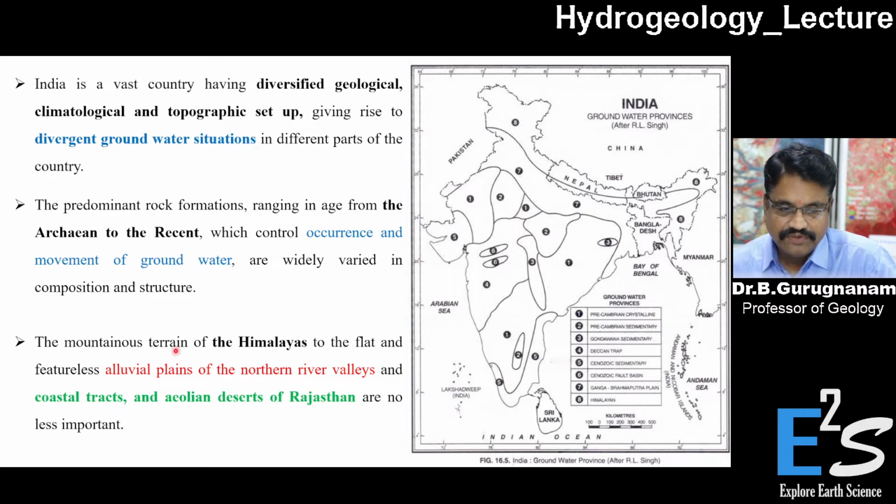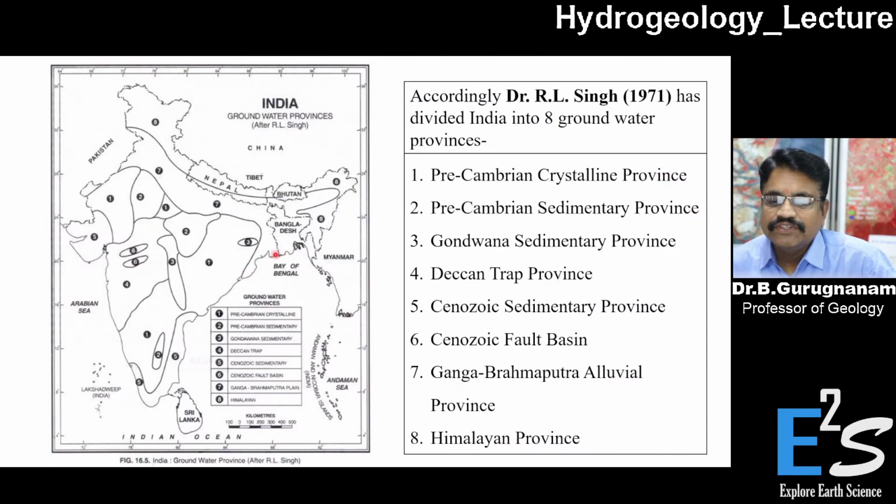structure. The mountain terrains of the Himalayas on the top, the flat terrains in the middle, the alluvial plains in the northern river valleys, the coastal tract all along the coast, and the Aeolian deserts in Rajasthan are no less important with respect to groundwater. We will see the details of these divisions in the subsequent slides.